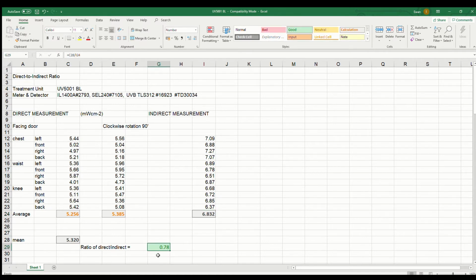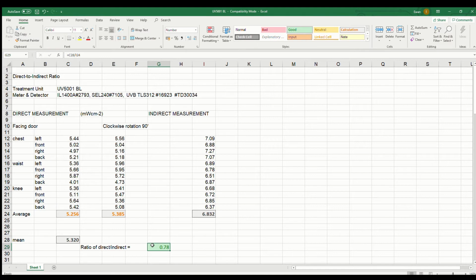Now, if you look at the literature, there have been some direct-indirect ratios reported, and you'll find that 0.78 is in the same region as a lot of these ratios. If you decide just to use a ratio that comes from the literature, it's very important that you're following exactly, or as close as you possibly can, the measurement techniques that they have used in those publications. And that's because this direct to indirect ratio is very critically dependent upon your measurement technique.